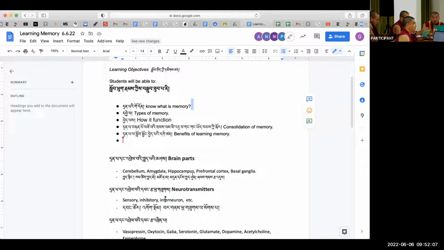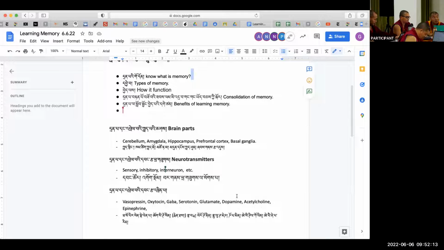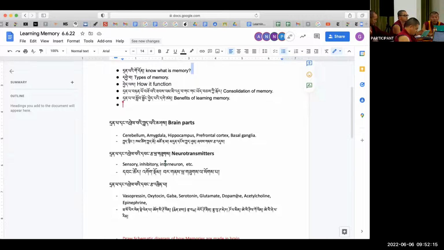And then when it comes to finding the what part of your brain is involved in the memory, then cerebellum, amygdala, hippocampus, frontal, prefrontal cortex, basal ganglia, and all this.